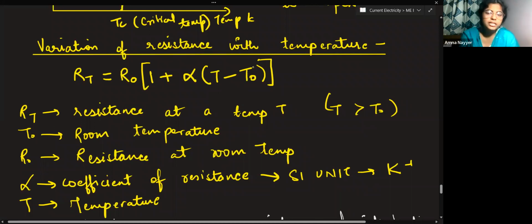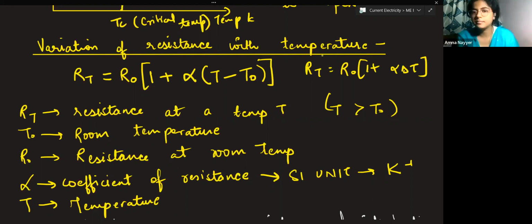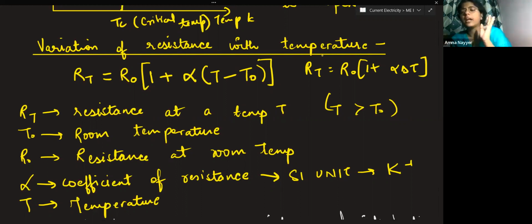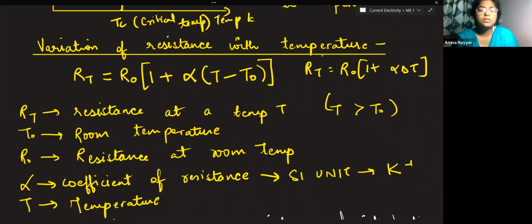By chance, if the change in temperature is given as delta T, then write this equation as R naught times 1 plus alpha delta T. Both are the same. If you are comfortable with writing delta T, then you're fine. If you're comfortable writing T minus T naught, then you're also fine. Both formulas are actually the same. We write the change in temperature as T minus T naught. So note this down, then we'll see a numerical.